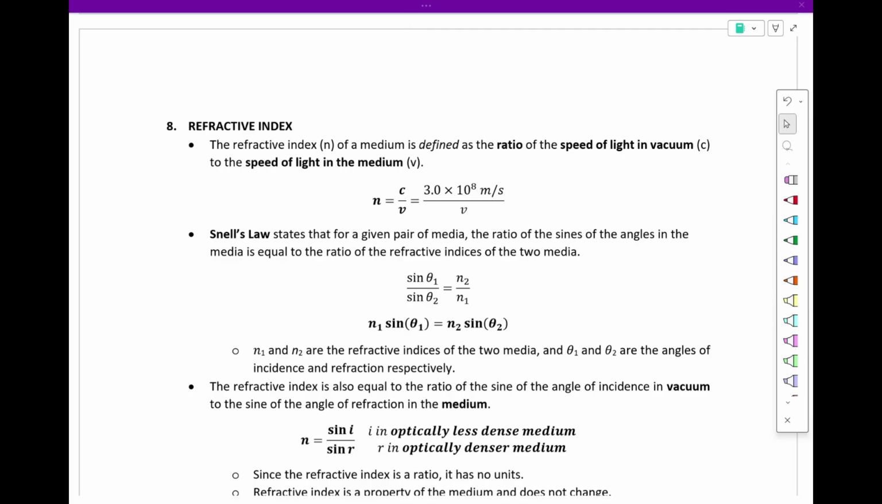Next, we're going to talk about something called refractive index. This is a way for us to measure optical density. Basically, the larger the refractive index, the more optically dense you are.